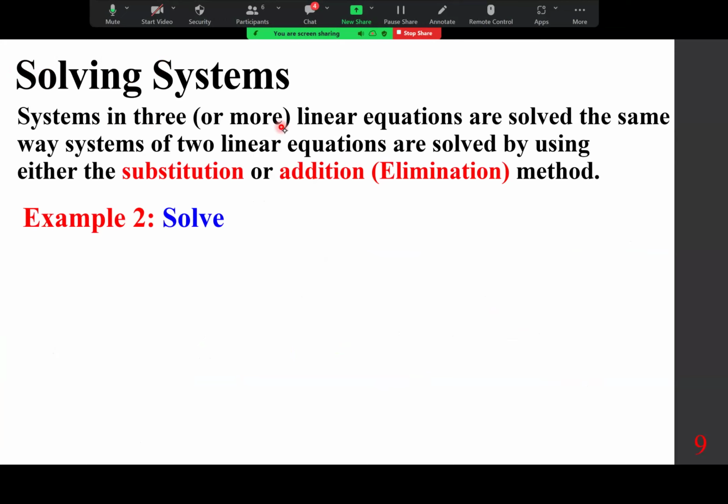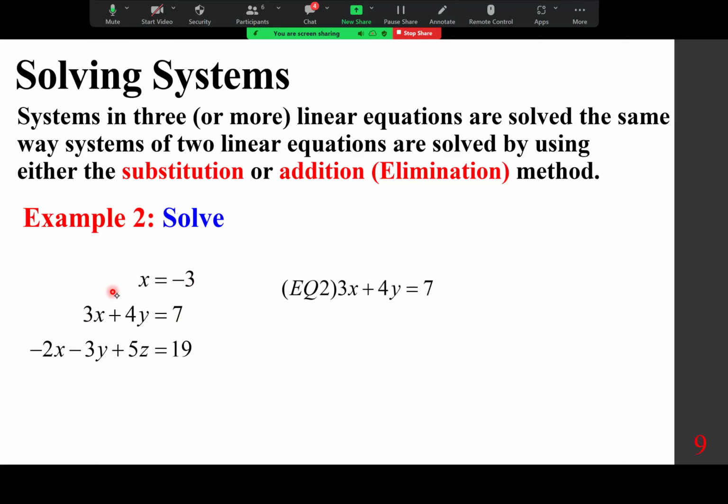Systems of 3 or more linear equations are solved the same way systems of 2 linear equations are solved, by using either the substitution or addition, also known as elimination method. So we want to solve this. It's easy to see that substitution will do the job because x is given. So into equation 2, if I put x equals negative 3, I can find y.